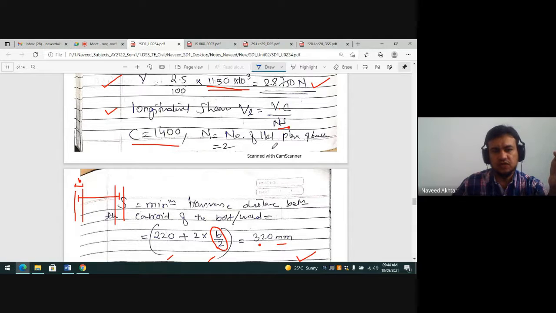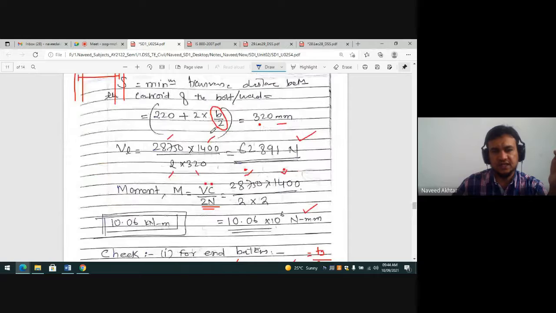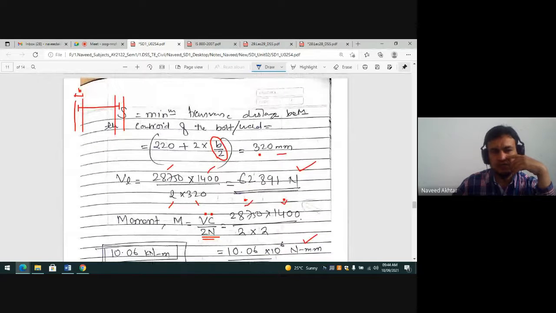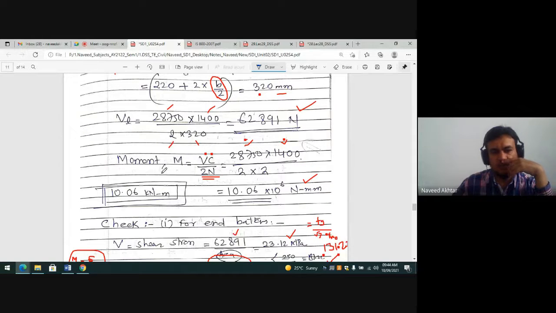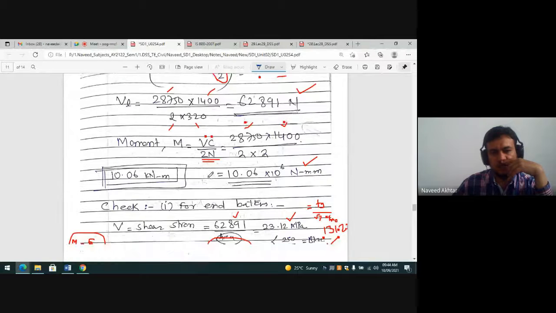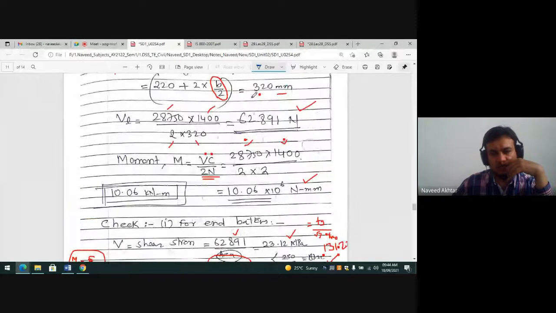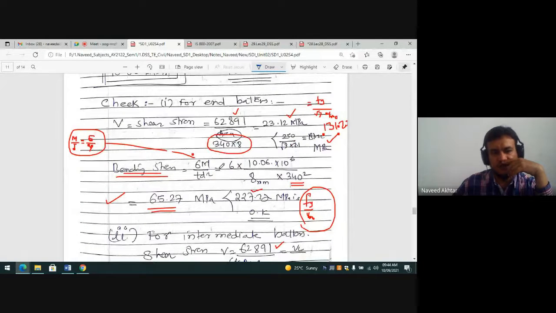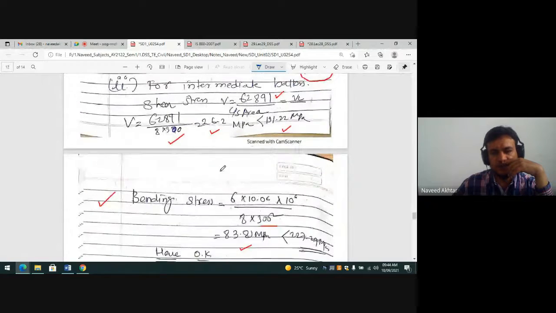So C you know, V you know, C you know, N you know, number of batten planes 2 as patterns are there, so 2, and put the value. S is the minimum transverse distance between the centroid of the bolt or weld, 220 plus 2 into b by 2. So take this, and then moment Vl upon 2n, you get the moment, and for this longitudinal shear moment, you have to check for end batten as well as check for intermediate batten.